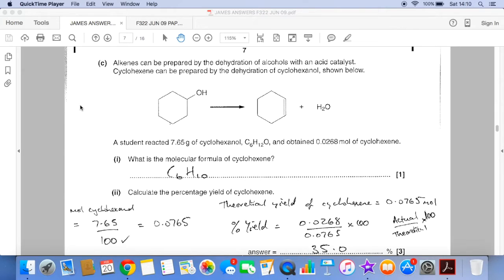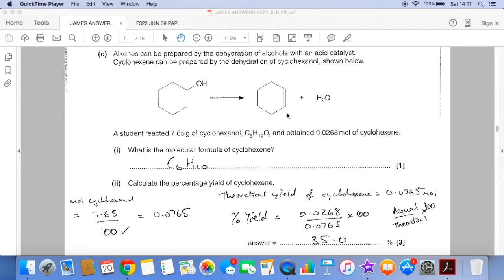Part C, we've got to work out the molecular formula for cyclohexene. So it's this molecule here. We've got 6 carbons, and on each of these carbons here that have the single bonds between them, we've got 2 hydrogens. On these 2 carbons, we've only got 1. So that comes out at C6H10.